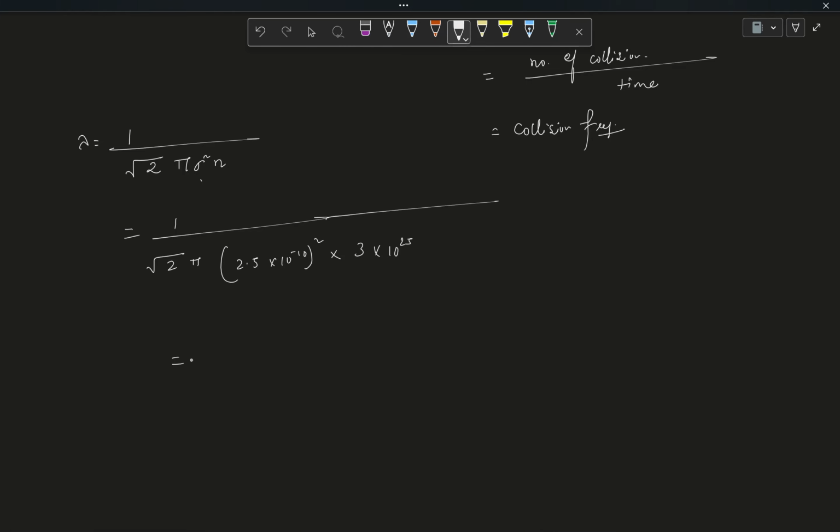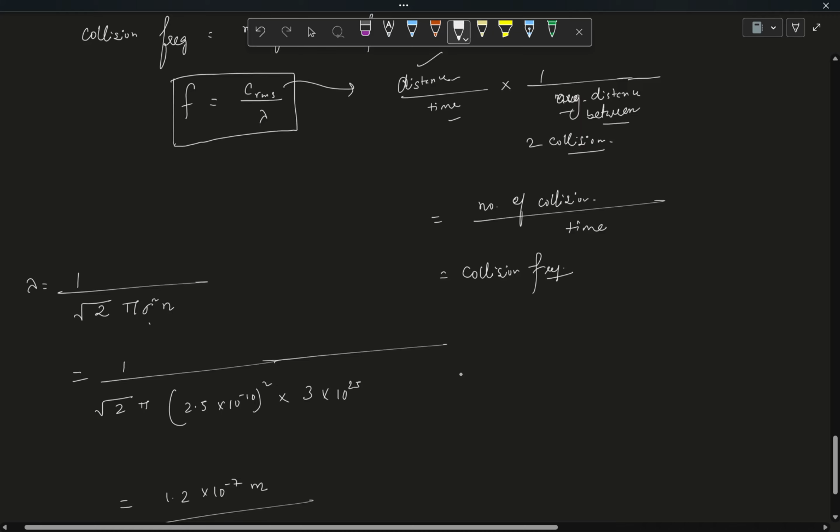If that is the case, let us calculate what value is coming. So 1 by root over 2 into pi into 2.5 into 10 to the power of minus 10 whole squared into 3 into 10 to the power of 25. So this value is 1.2 into 10 to the power of minus 7 meter. This is the mean free path value that we have got from the standard formula of mean free path.